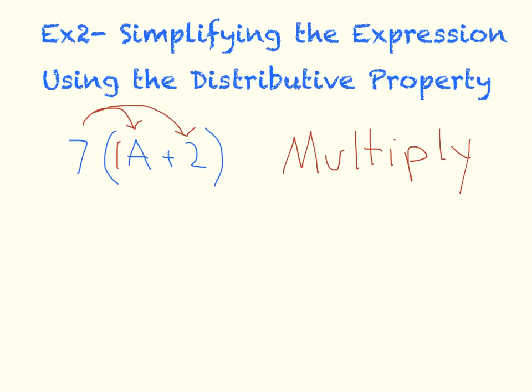So 7 times 1 is 7. Do not forget the A. It is part of that first term. And then we're going to go 7 times 2, which is 14. And we can drop down this addition symbol, and there we go. So the question is, are we done, or do we have to continue? Well, if you remember for the first 2 examples, 7a and 14 would not be considered like terms because one has an A and the other one doesn't. So this is our final answer.